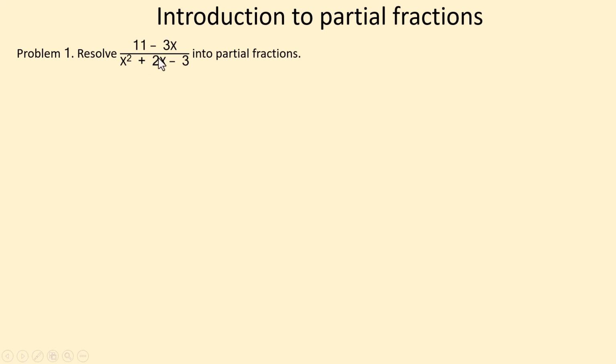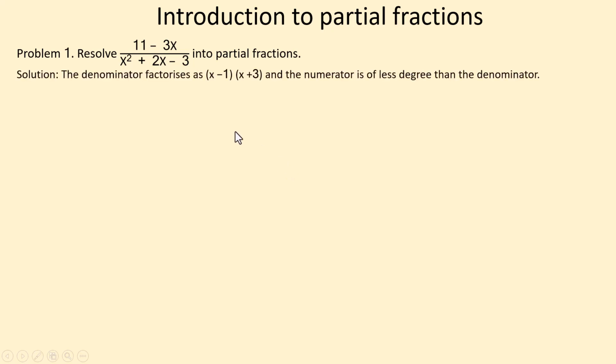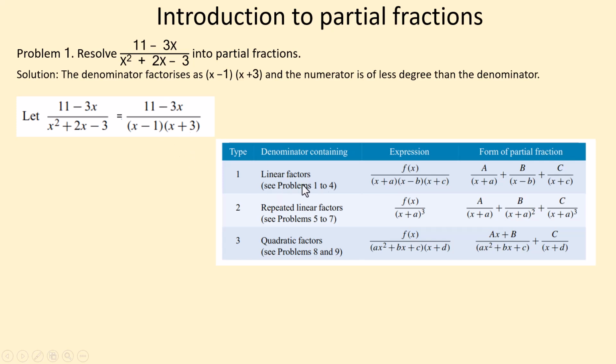Resolve (11 minus 3x) over (x squared plus 2x minus 3) into partial fractions. The denominator factorizes as (x minus 1) times (x plus 3), and the numerator is of less degree than the denominator. Both conditions are satisfied in this example. Then (11 minus 3x) over (x squared plus 2x minus 3) equals (11 minus 3x) over (x minus 1) times (x plus 3). It is a linear factor now. You see, linear factors. How can we form its partial fraction? Easily we can form it.